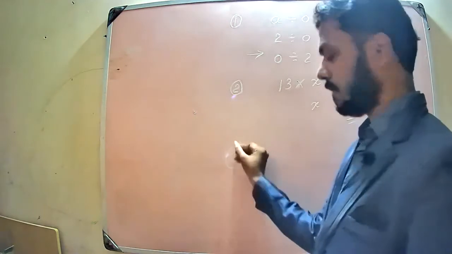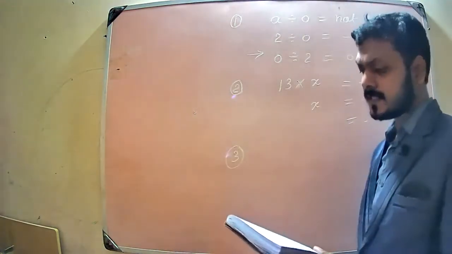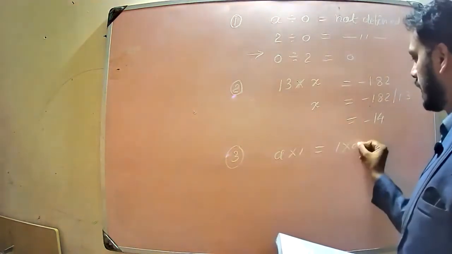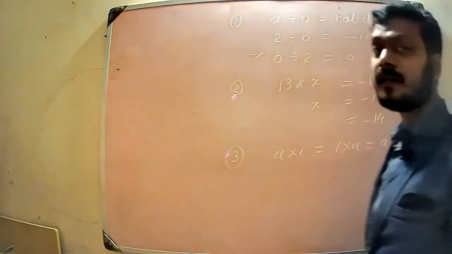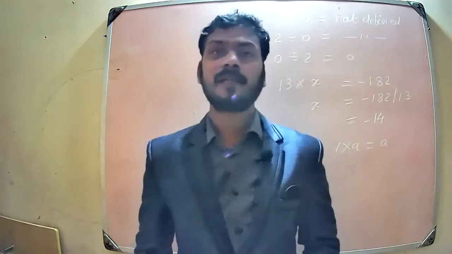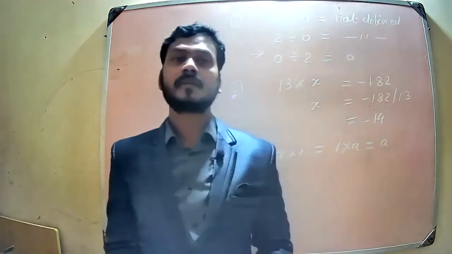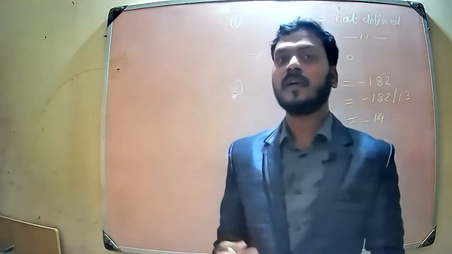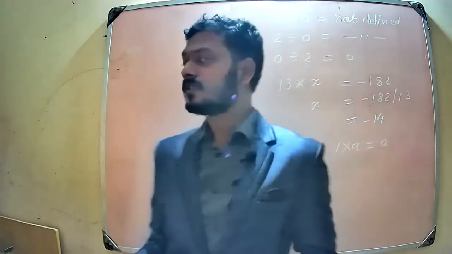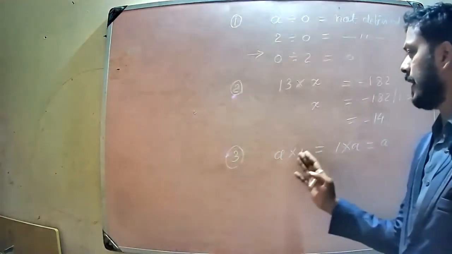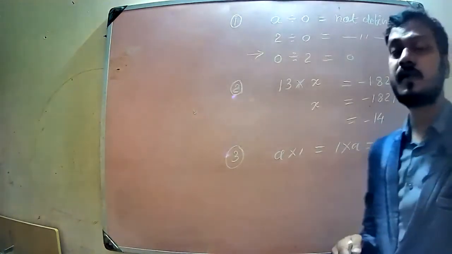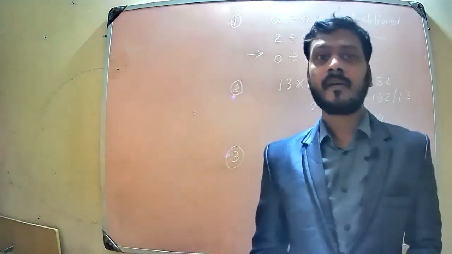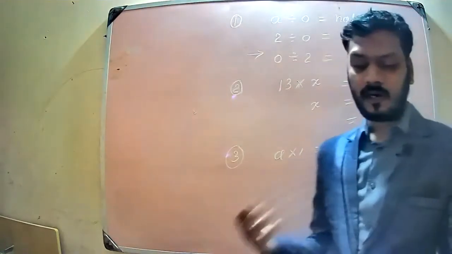So proceed to question number 3. If a is an integer, then a into 1 equals 1 into a equals a. I think everyone knows that if any integer is multiplied by 1, the answer becomes the integer itself. Means that 2 into 1, our answer is 2. 3 into 1, our answer is 3. Similarly, if any integer a into 1, or 1 into a, the answer is always a. But what is the purpose of asking these questions on your test? With the help of this problem, you can recall your concept.